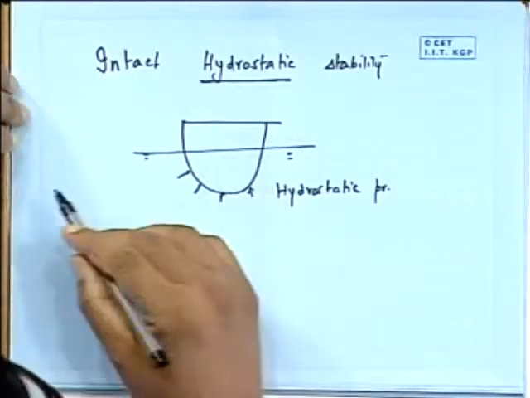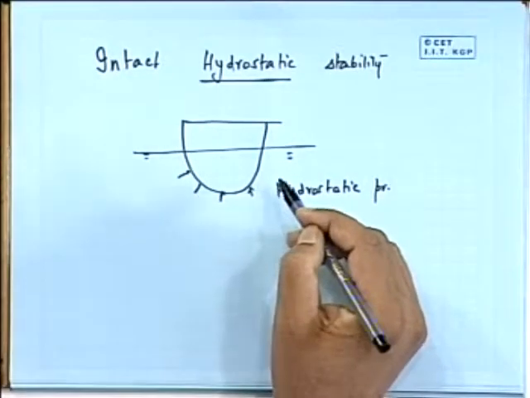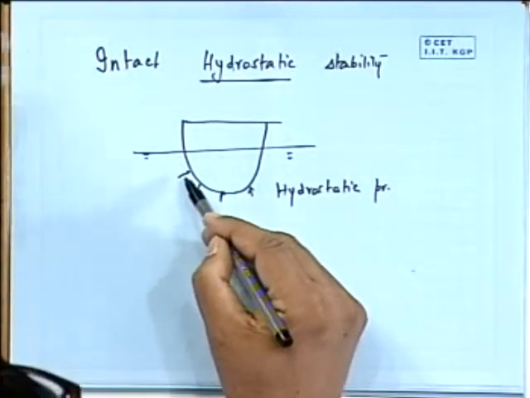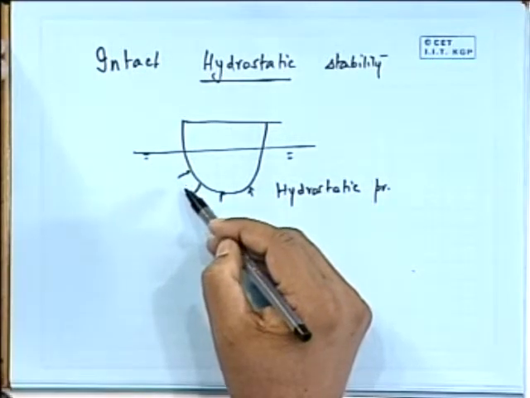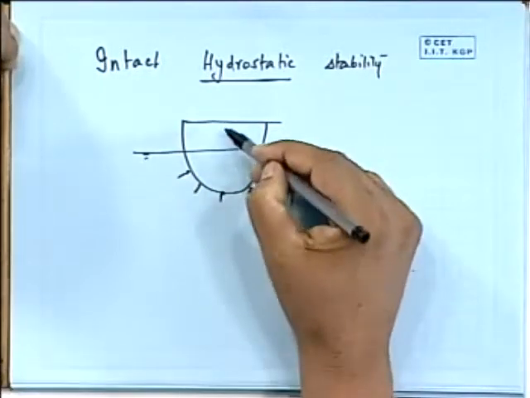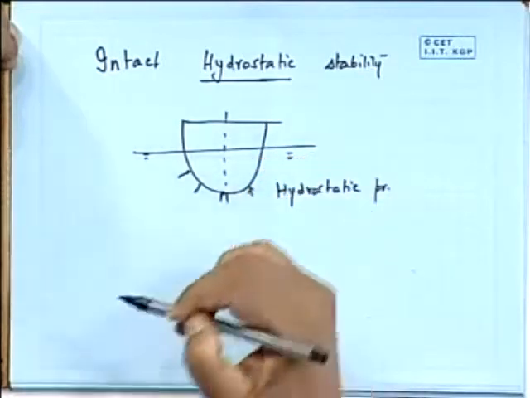It is not moving, there are no waves, the ship is not moving, everything calm and steady. So the only pressure that is acting is hydrostatic pressure. Under this condition, the ship is under an equilibrium position. Now if I disturb it, the behavior of the ship or the vessel would be either it can stay there, or it can capsize, or it can come back.